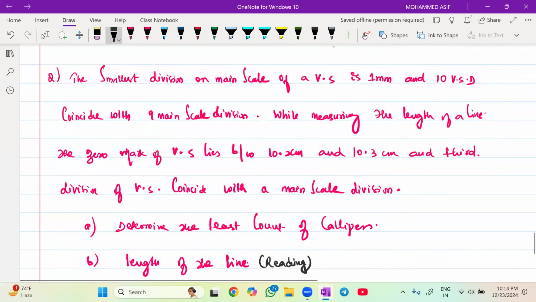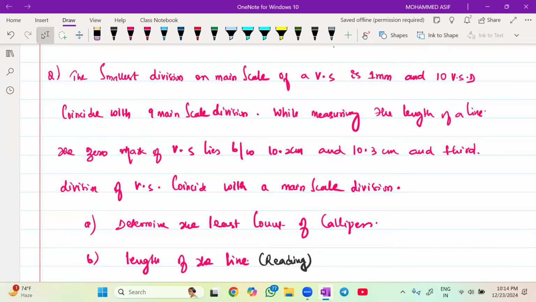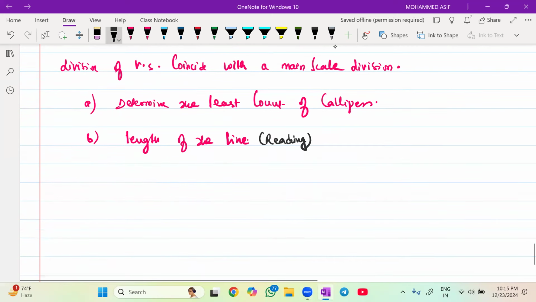Okay, now read the question, everyone. First, be careful about reading the question. That's very important for me. The smallest division of the main scale of a Vernier scale is 1 mm, and 10 Vernier scale divisions are coinciding with the main scale divisions. So let me first write the data given for me.